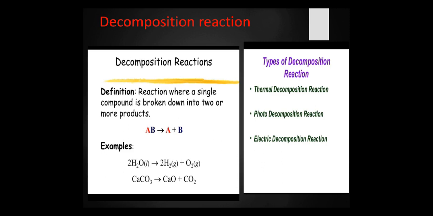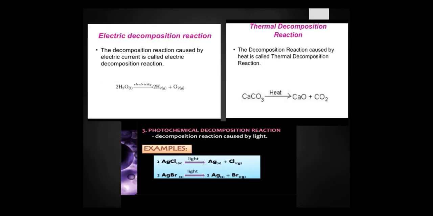So this type of reaction, in which the compound breaks down to form simpler elements or two or more products, is called a decomposition reaction. Now, on the basis of how they decompose, under what conditions they are decomposed, decomposition reactions are also classified into three types: thermal decomposition reaction, photodecomposition reaction, and electrical decomposition reaction. Now, what are these three kinds of decomposition reaction?